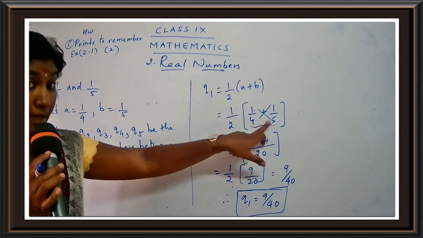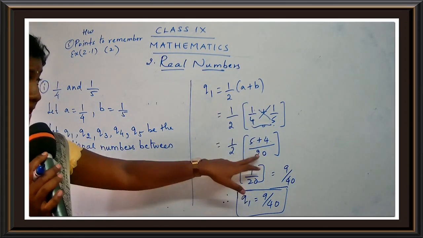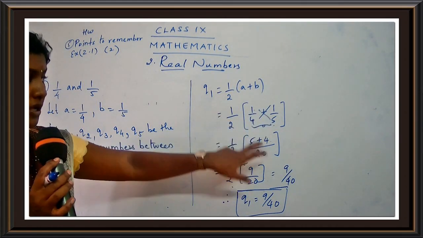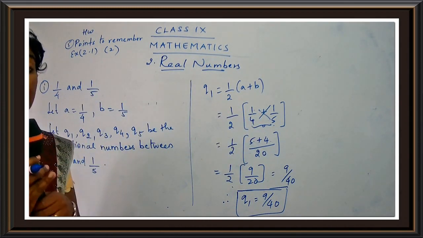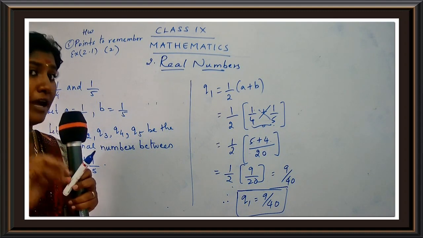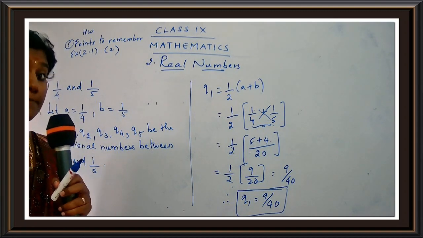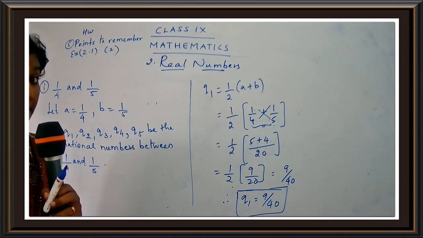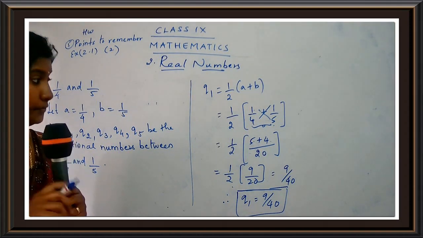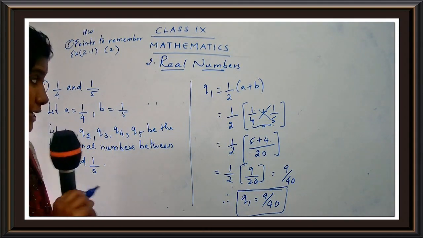You have to multiply these denominators, 5 into 4, 20. 5 plus 4. Be careful with the plus sign. I hope you know how to solve integers. I have taught you what to do if you have plus minus, and what to do if you have minus plus. So be careful. You have to use integers also for some sums, so you have to be thorough with the concept of integers.